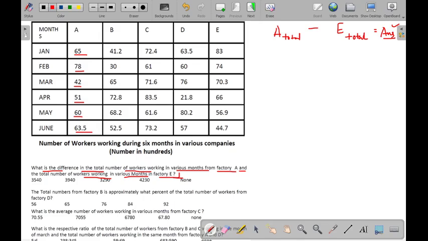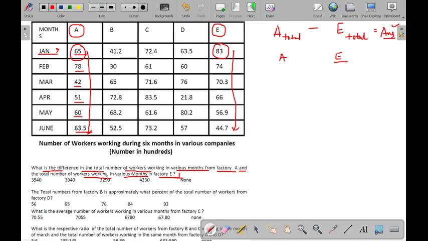This will be lengthy. What you do rather is directly look at the difference of factory A and factory E. Adding all of them would be a tricky process. Rather, look at company A and company E in each month. So in the month of Jan, I'll make a table. This is A, this is E.